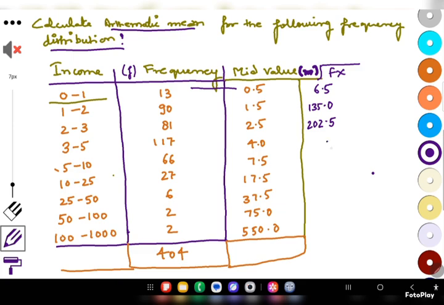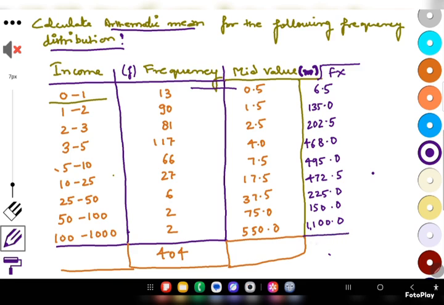Now we need fx, where f is frequency and x is the mid value. Since there is a class interval, we needed a particular value for the multiplication. That's why we have taken the fixed mid value from the class interval. Here we have taken the multiplication, the product, and have taken out the sum, which comes out to be 3254.5.